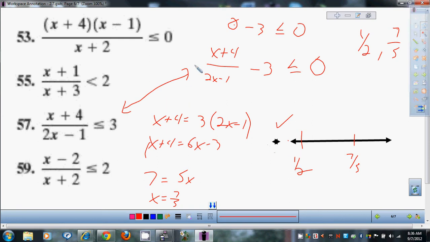What's an easy number to plug in between these two? 1. Very good. If I plug 1 into my original, that gives me 5 over 1 is 5 less than or equal to 3. No. What's a number I can plug in on this side? What's a number greater than 7/5? 2. So that's going to give me 6 over 4 minus 1, which will be 3. Is 2 less than or equal to 3? Yes. And boom. There you're done. It'd be greater than 1/2, less than 7/5.